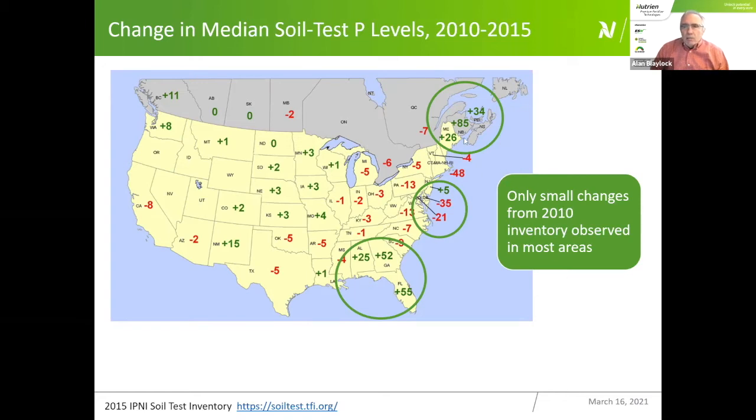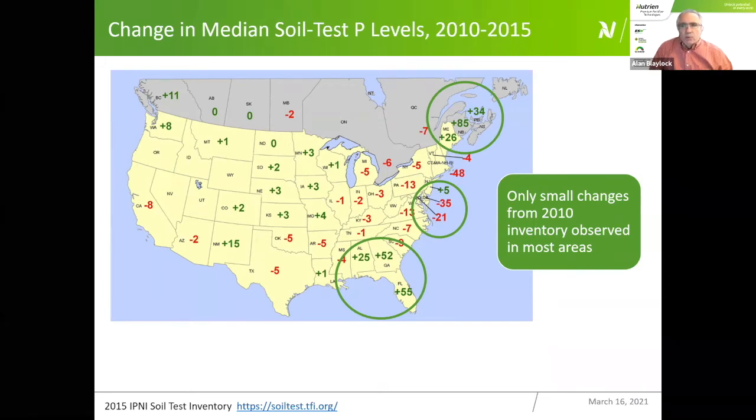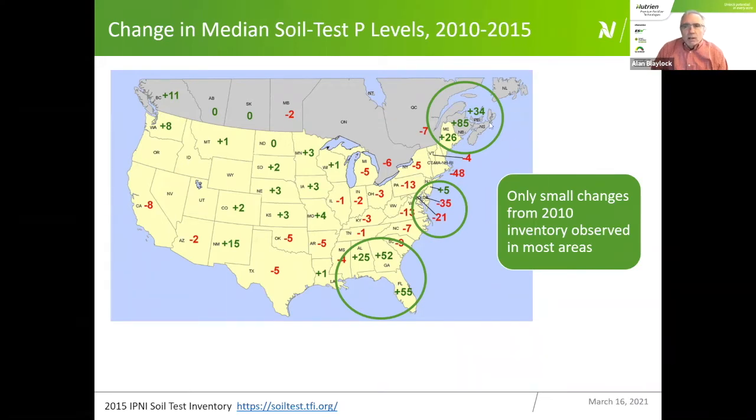And one jumped out at me up here in New Brunswick at 85, an increase of 85 in the median soil test level. And I went back and looked, and I couldn't find any particular drivers that jumped out at me for that. It's a relatively small number of samples, so it might be one of those cases that's more prone to error, that we want to look more in detail at local management before we react too strongly to that.